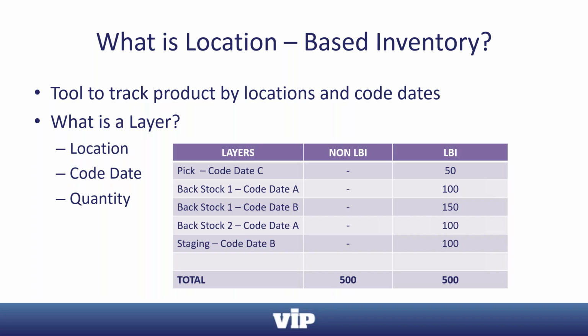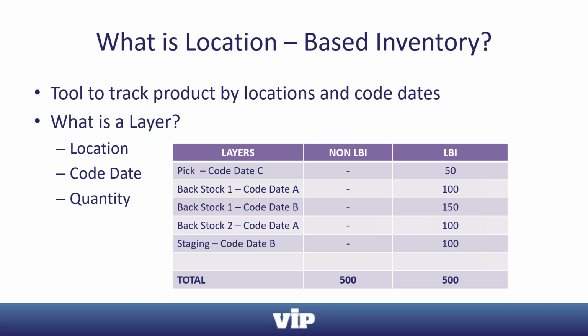So what I'm showing you here is an example of what the system looks like when you are non-LBI, and when we turn LBI on, what you're going to be able to view. So when you don't have LBI, basically you are able to see a total amount. You're able to see 500 cases. You can see that there in the middle column.